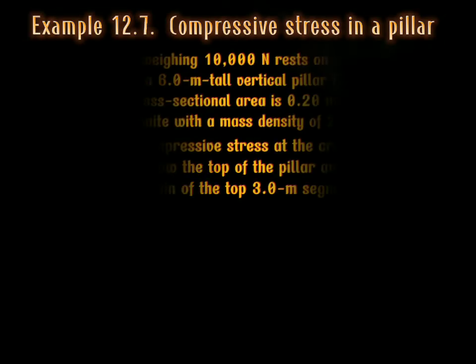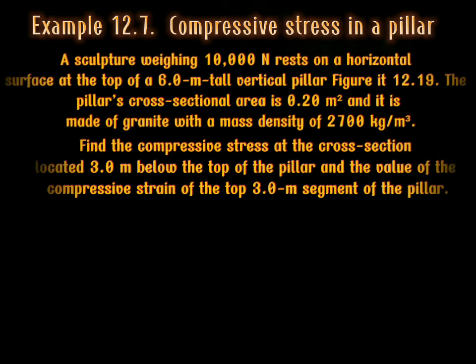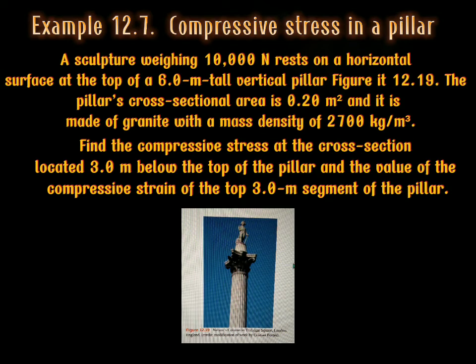Example 12.7. Compressive stress in a pillar. A sculpture weighing 10,000 Newton rests on a horizontal surface at the top of a 6.0 meter tall vertical pillar, figure 12.19. The pillar's cross-sectional area is 0.20 meters squared, and it is made of granite with a mass density of 2,700 kg per meter cube.